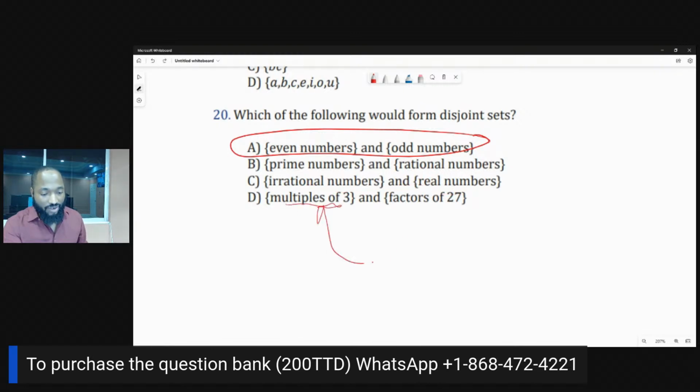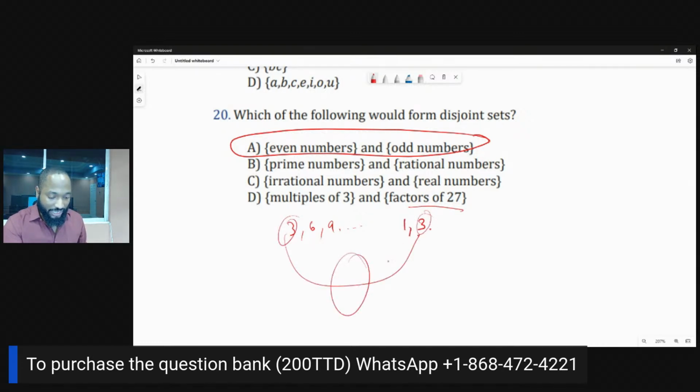Multiples of 3 and factors of 27. Multiples of 3 would go from 3, 6, 9, and so on. Factors of 27 start with 1 and then 3. So there is an intersection there. Oh, there's also 9.